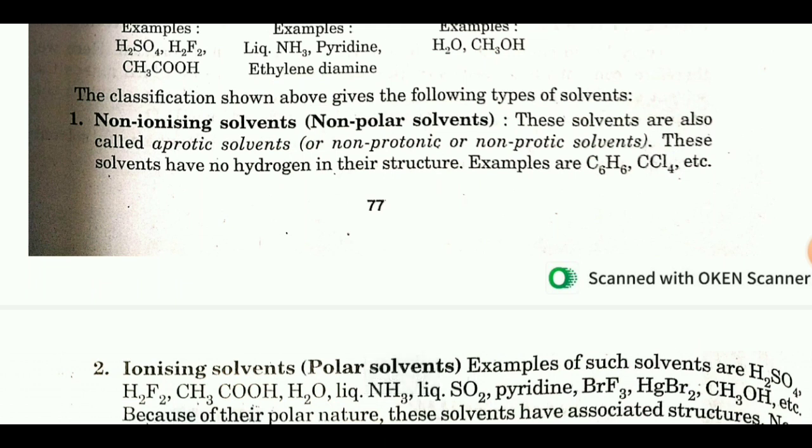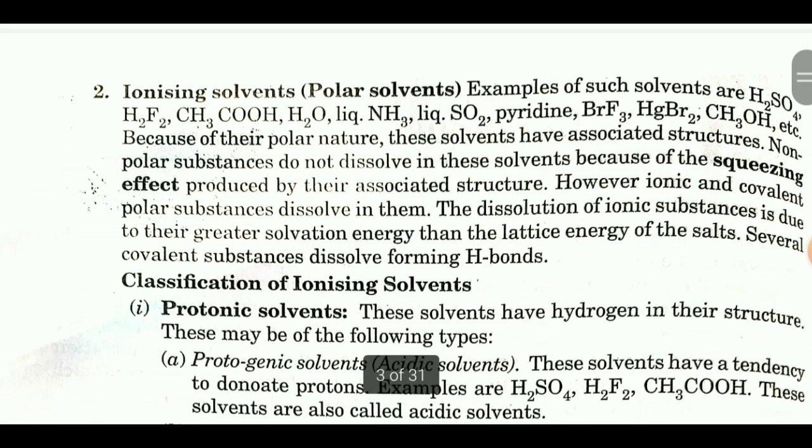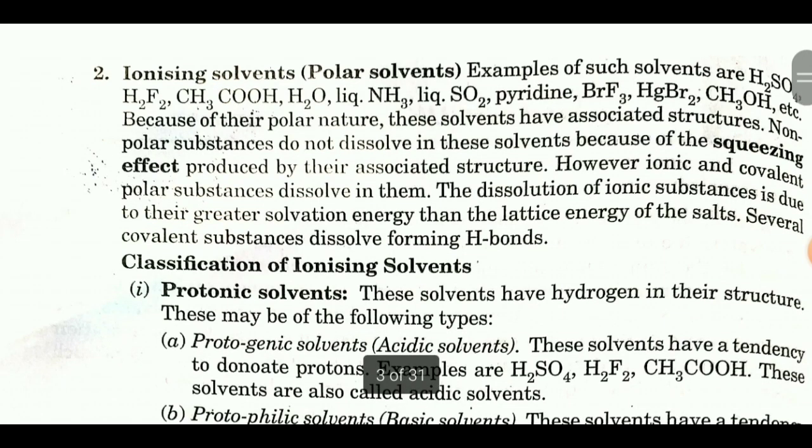The classification shown above gives the following types of solvents. First, non-ionizing solvents or non-polar solvents. These solvents are also called aprotic solvents or non-protonic or non-protic solvents. These solvents have no hydrogen in their structure. Examples are C6H6, CCl4, etc. Second, ionizing solvents or polar solvents. Examples of such solvents are H2SO4, H2F2, CH3COOH, H2O, liquid NH3, liquid SO2, pyridine, BrF3, HgBr2, CH3OH, etc.